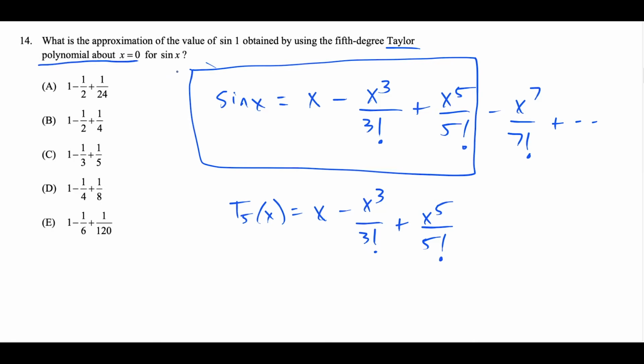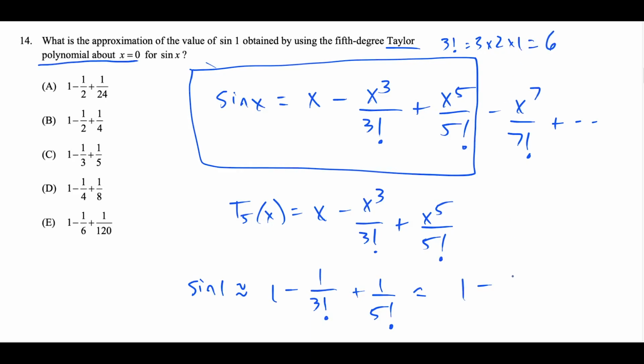So if we're going to use this to approximate sine of 1, we could say sine of 1 is roughly equal to 1 minus 1 to the 3rd is just 1. So we have 1 over 3 factorial plus 1 over 5 factorial. And notice in the answer choices, they actually expand the factorials. So we have 1 minus, just know 3 factorial equals 3 times 2 times 1, which is equal to 6. So we have 1 minus 1 over 6 plus, and if we do 5 times 4 times 3 times 2 times 1, that's going to give us 120. So we're looking for this answer choice, and it's choice E.